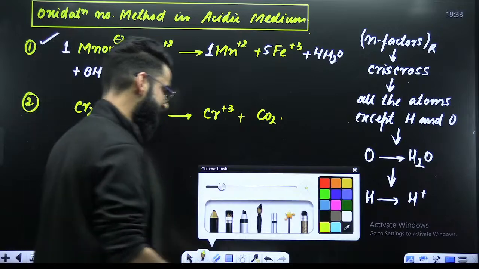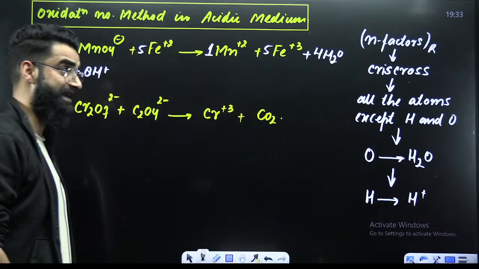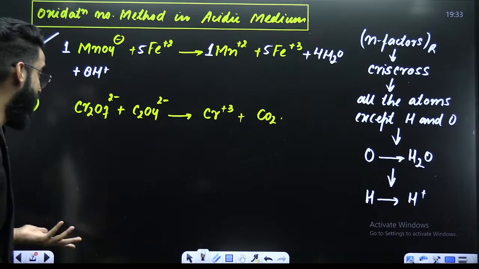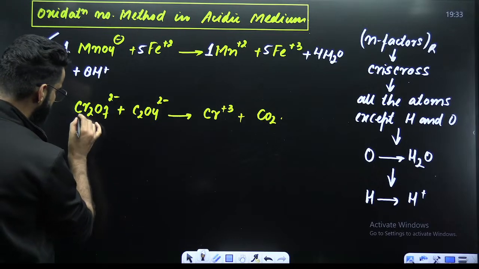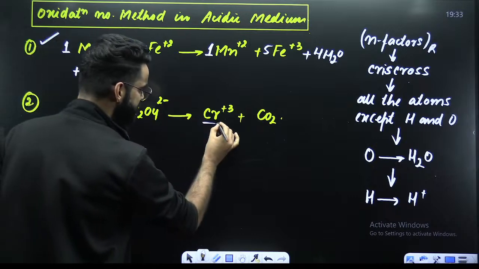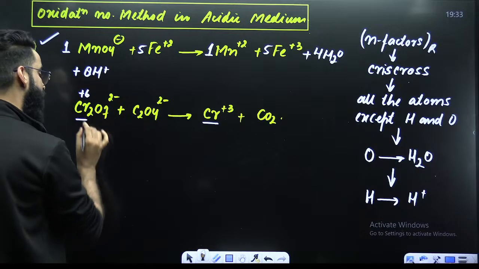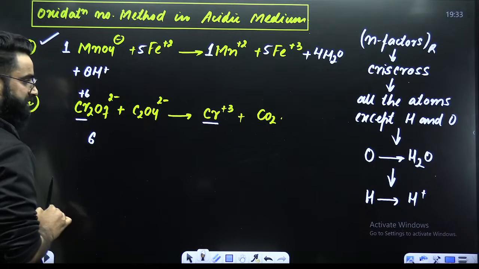Again the same procedure. First of all, calculate the n factor of reactants. How do you calculate the n factor of reactants? The oxidation state of chromium here is +6. Here it is +3. Plus 6 to plus 3, the change is 3. 3 is the change for 1 atom. I have 2, so 3 twos are 6. Its n factor is 6.